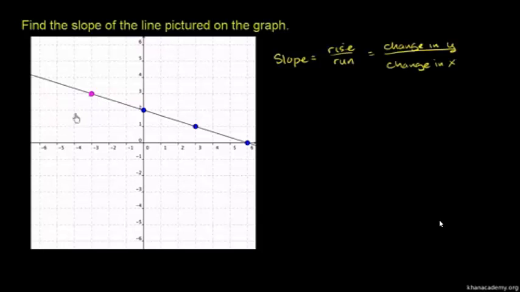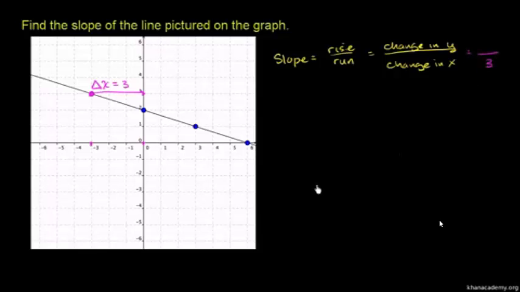So let's start at one of these points right over here, and let's say we want to change our x in the positive direction. So we want to go to the right. Let's say we want to go from this point to this point over here. How much do we have to move in x? We're going from negative 3 to 0. So our change in x, and this triangle, that's delta, that means change in, is equal to 3.